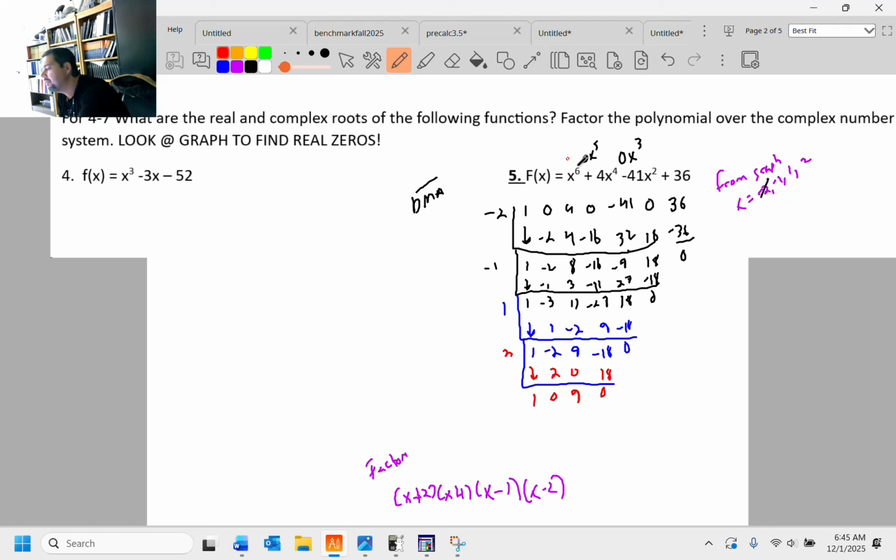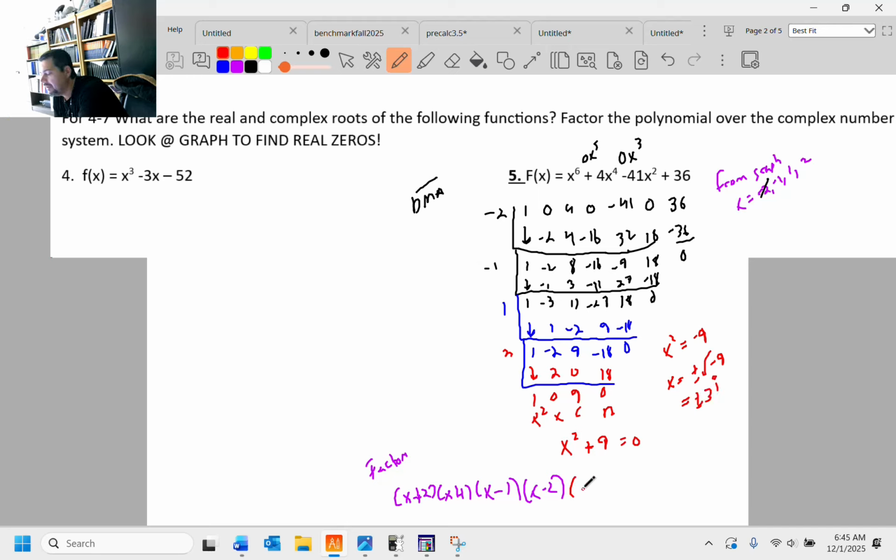What I've done is I've reduced this from a 6th-degree polynomial to a 2nd-degree polynomial. I am left with x squared plus 9. I must set it equal to 0 because that's where the last 2 zeros are. So x squared is now equal to -9, which means x is plus or minus the square root of -9, which is simply plus or minus 3i.